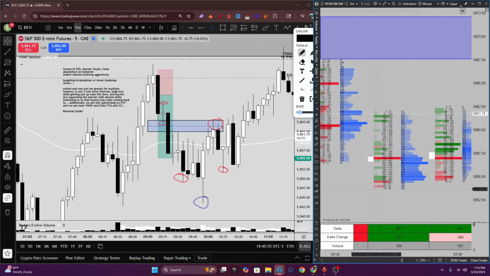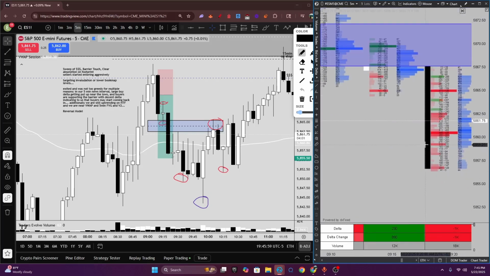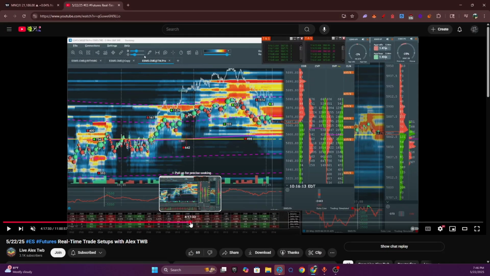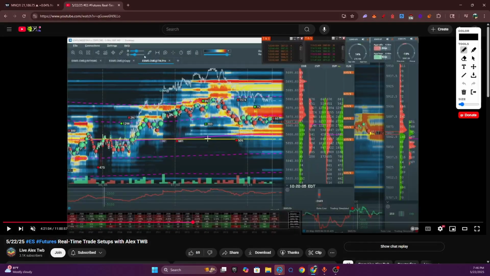Now here, buyers start to become more aggressive, more aggressiveness within buyers. Just keep that in mind for later. So we see this selling barrier hold. And actually during that time as well, look what happens here. A buyer barrier actually shows up.